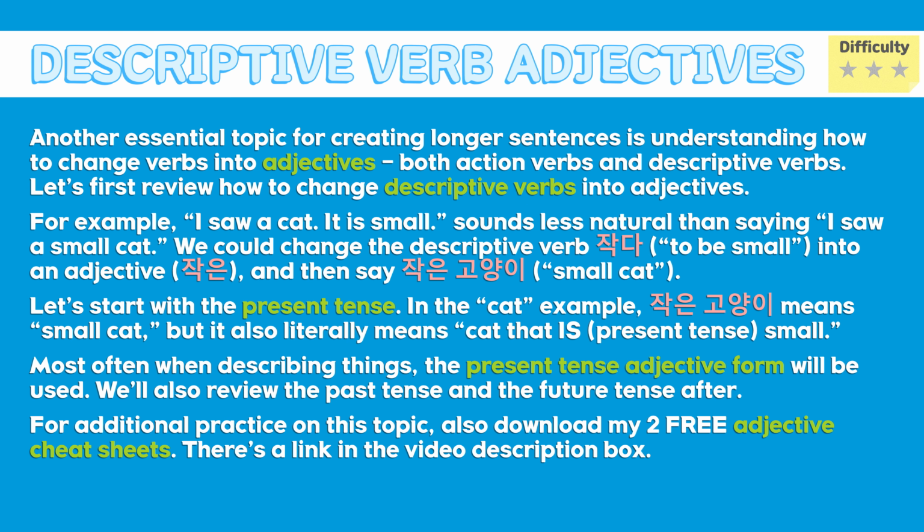In the cat example, 작은 고양이 means small cat, but it also literally means cat that is, present tense, small. Most often when describing things, the present tense adjective form will be used. We'll also review the past tense and the future tense after. For additional practice on this topic, also download my 2 free adjective cheat sheets. There's a link in the video description box.